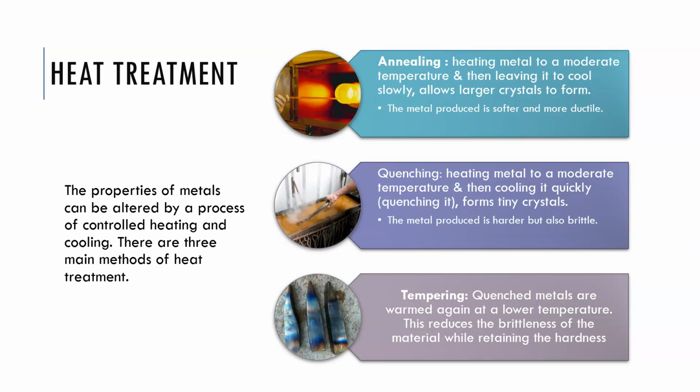So controlling exactly how quickly you cool it, you can get something in between, which gives you some hardness and a bit of brittleness, some hardness into your metal and makes it so it won't shatter. Tempering is manipulating these two techniques, where we take a quenched metal, we warm it up again at a lower temperature than initially, and then let it cool again.